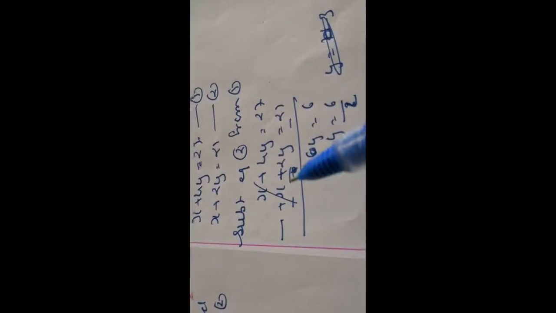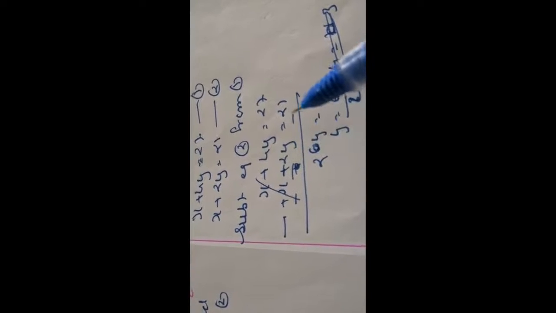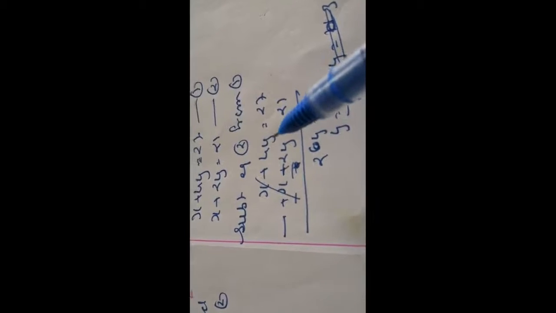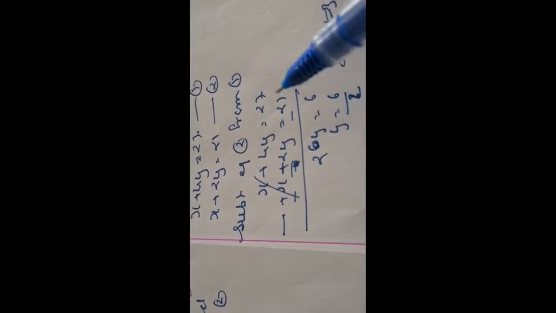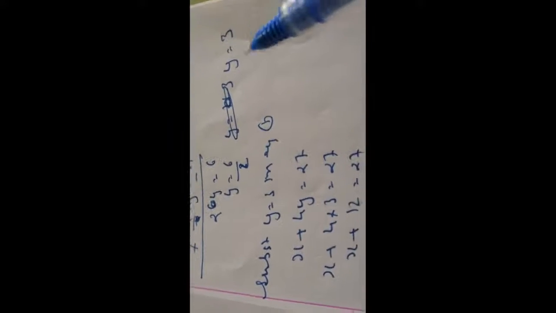Now again friends, both the x are positive, so I am going to subtract equation 2 from 1. That is x plus 4y is equal to 27 minus x plus 2y is equal to 21. Changing the signs, plus becomes minus, so x cancels. 4y minus 2y, I am going to get 2y. 27 minus 21 is equal to 6. So y is equal to 6 upon 2, which is y is equal to 3.